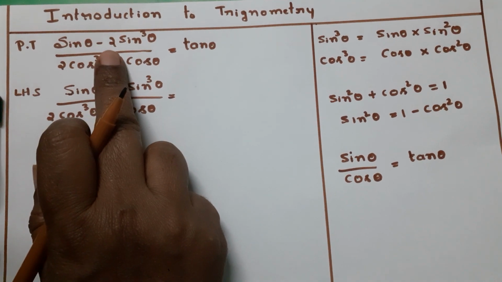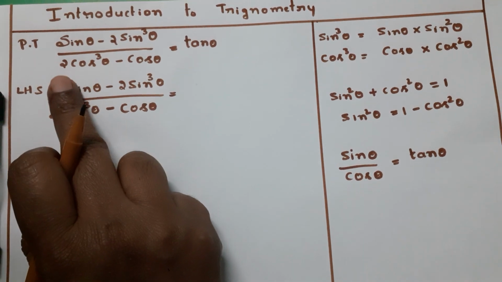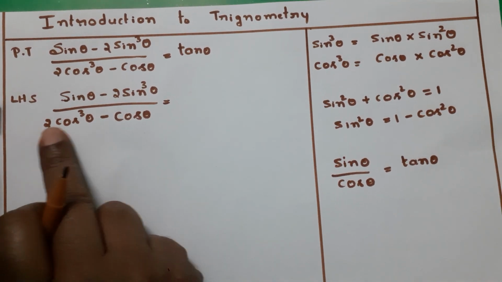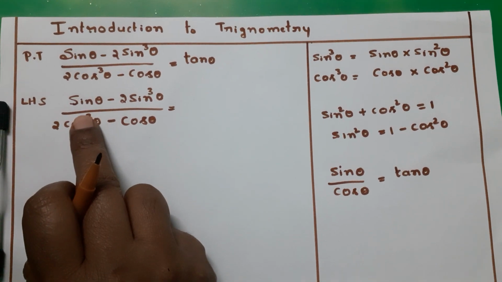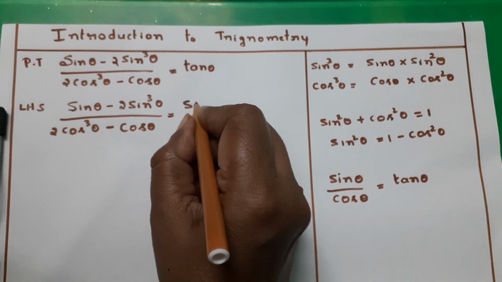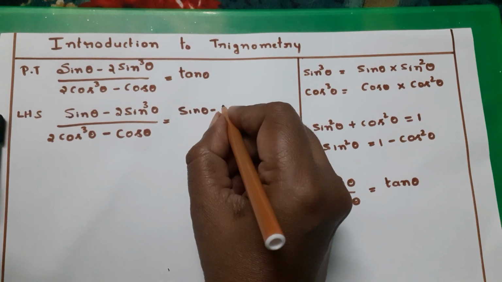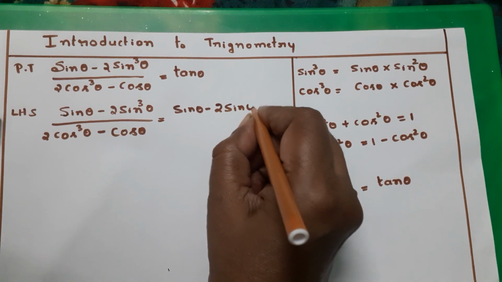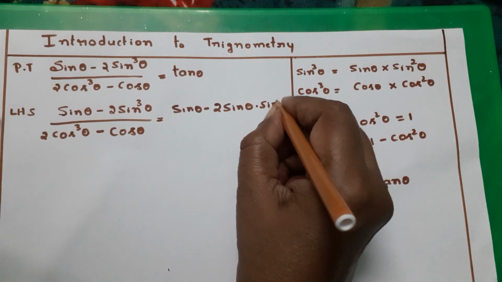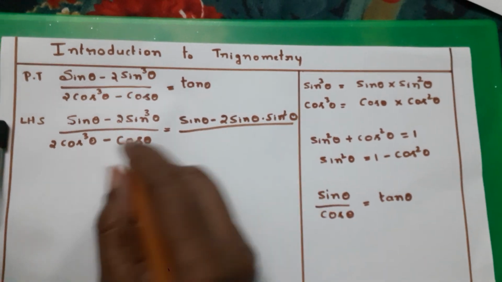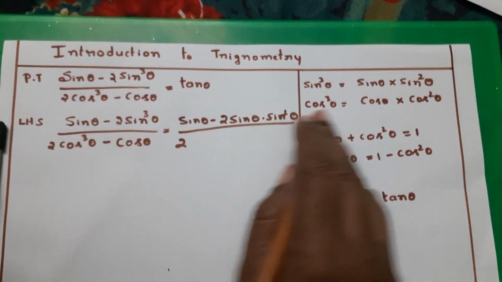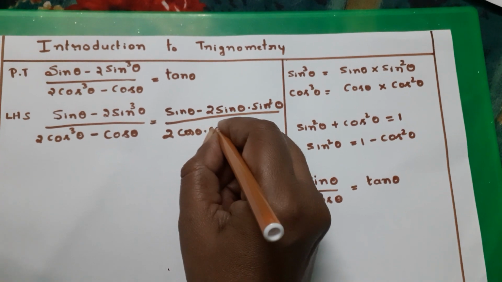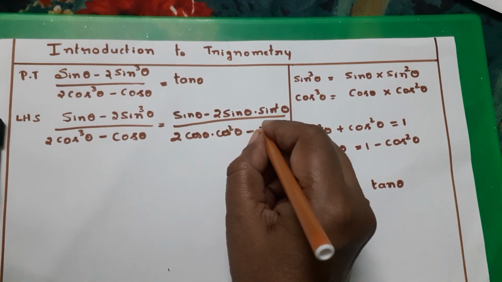Prove that (sin theta minus 2 sin cube theta) divided by (2 cos cube theta minus cos theta) is equal to tan theta. Take the LHS. So sin theta minus 2 sin cube theta, we can write it as sin theta into (1 minus 2 sin square theta), divided by 2 cos cube theta, which we can write as cos theta into 2 cos square theta, minus cos theta.